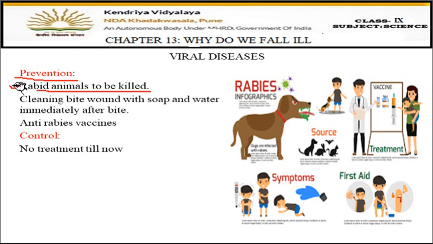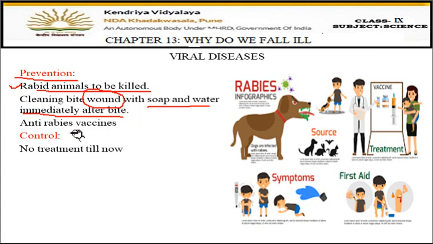There is no medicine for rabies. So the first thing is that a rabid animal should be killed. Then if, after so much prevention, a rabid animal still bites a person, the wound where the animal has bitten should be cleaned with soap and water immediately after the bite. Suppose a rabid dog has bitten a human, the wound area where the dog has given a bite should be washed with soap and water immediately.